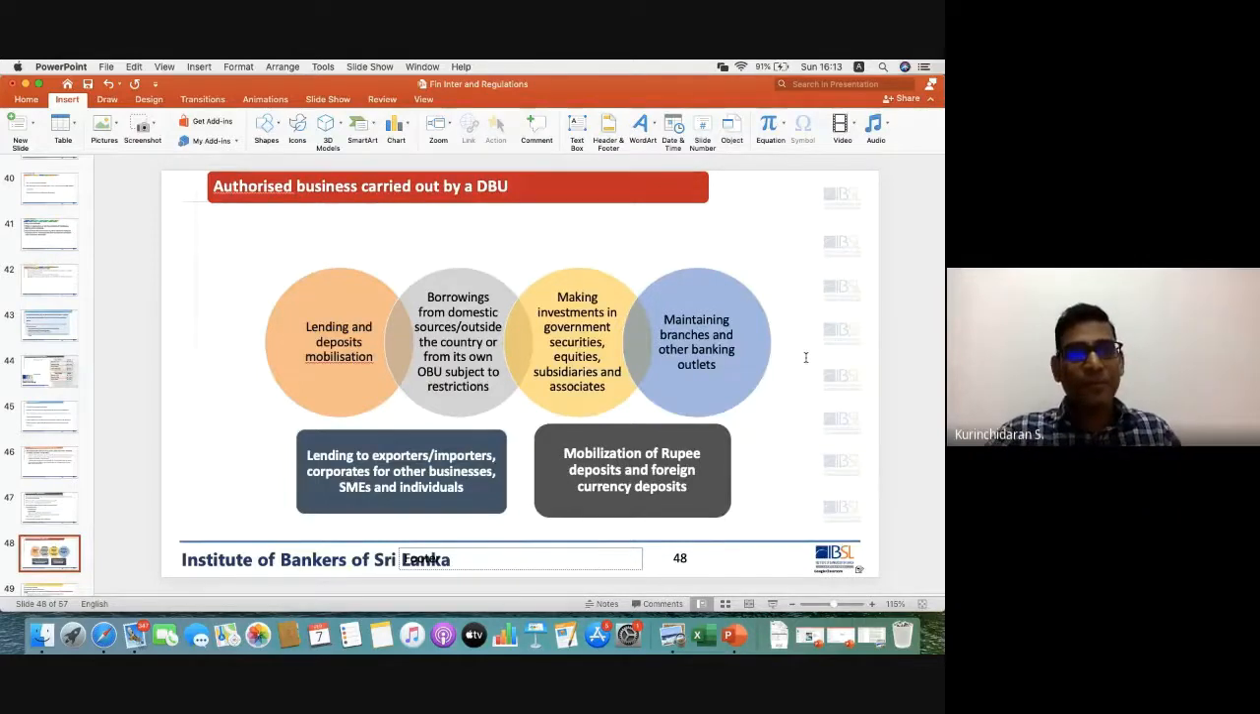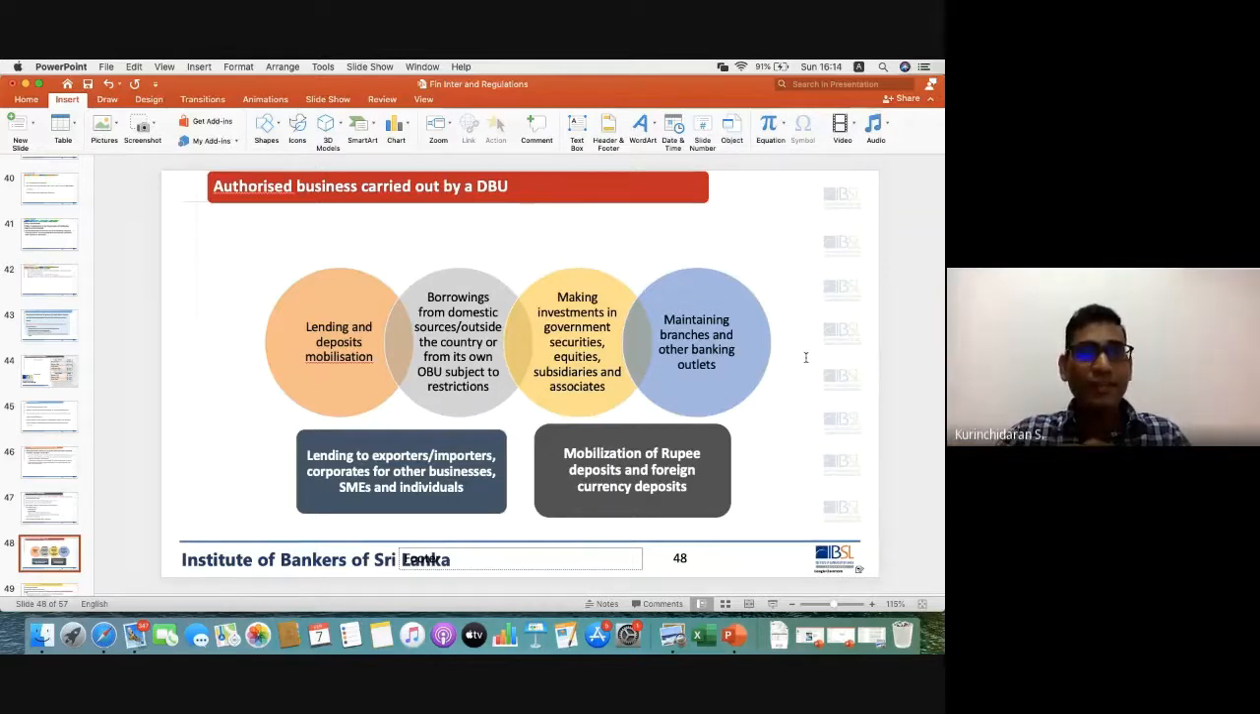Now, as I mentioned earlier, the banks have two kinds of business: domestic banking business and offshore banking business. The unit which is carrying out the domestic banking business is called DBU. DBU means domestic banking unit, that means a unit that carries domestic banking business. OBU, offshore banking unit, means a unit that carries offshore banking business.